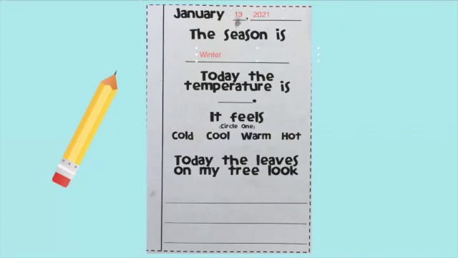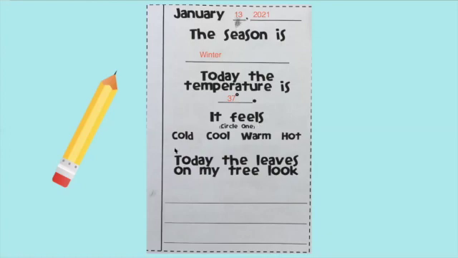And I'm going to write that word winter with a capital W. Next part we have to fill out. Today the temperature is. You can ask a grown-up to help you look up the temperature. When I look up the temperature, it says 37 degrees. So that's what I'm going to write on this small line, 37. And remember that degree symbol, it looks like a little tiny bubble. 37 degrees.